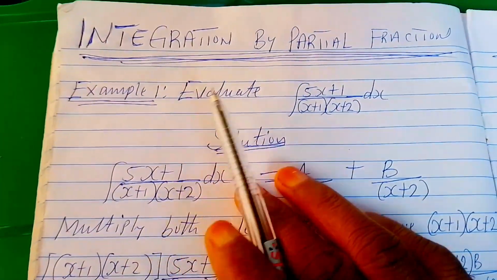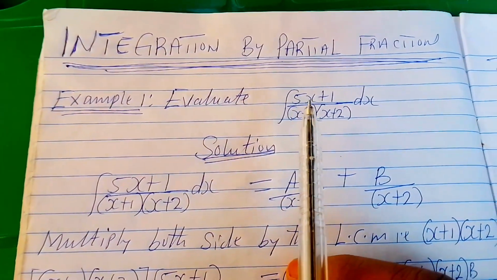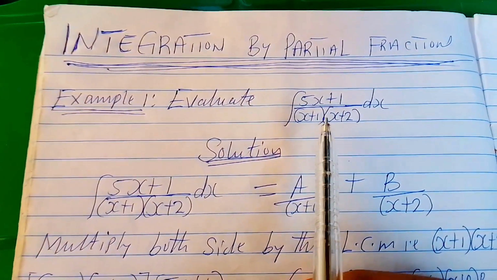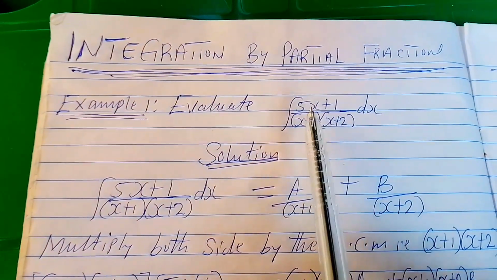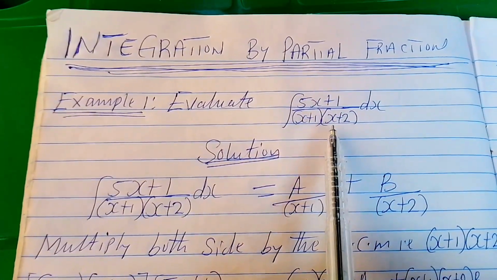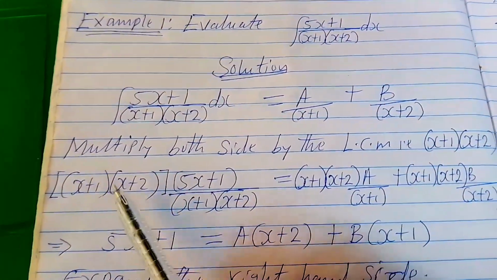Now we have example 1. They say we should evaluate the integral of (5x + 1) over (x + 1)(x + 2) dx. If you look at this question, you know that the degree of the numerator is lesser than the degree of the denominator. Now let's look at how to evaluate it.